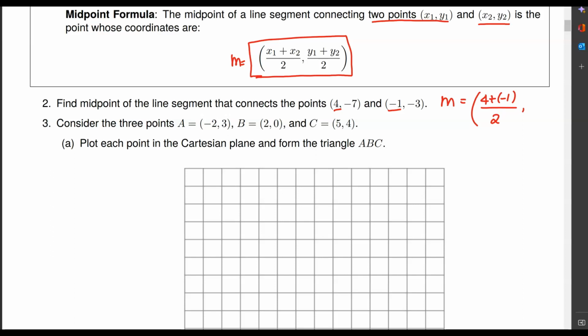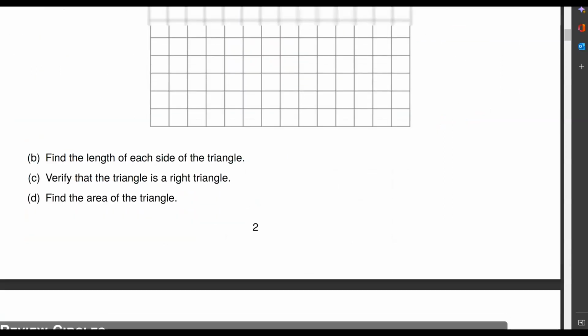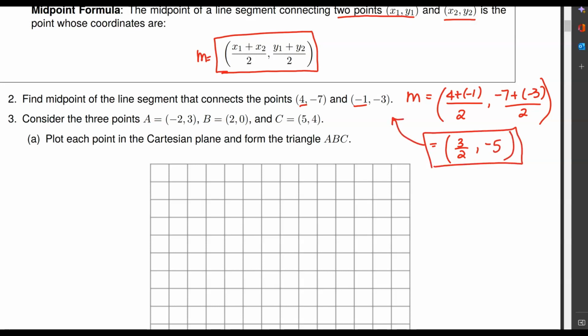And then the next number is going to be our y value. So we're going to have -3. Sorry, hold on, I want to keep it consistent. -7 plus -3 all over 2. All right, so when we calculate this, we're going to get 4 plus -1. That's going to give us a 3 over 2. And -7 plus -3 is going to give us a -10 over 2, which gives us a -5. So our midpoint is going to be 3/2 and -5.